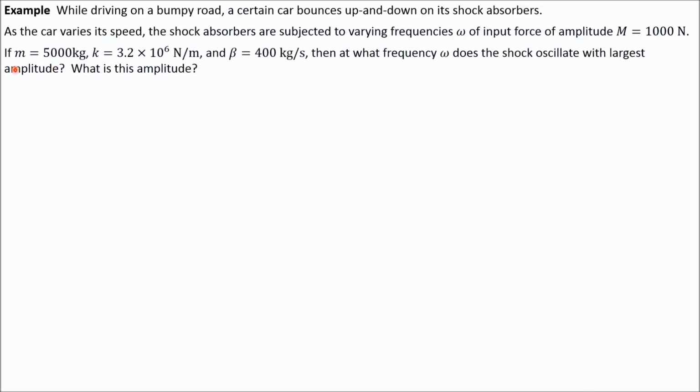Supposing that the mass of the car is 5,000 kilograms, 5 metric tons, the spring constant is 3.2 times 10 to the 6th, and supposing that the resistance to motion is 400 kilograms per second, then at what frequency does the shock oscillate with the largest amplitude? Well, this is really just a question about what the optimal resonating frequency and optimal resonating amplitude are.